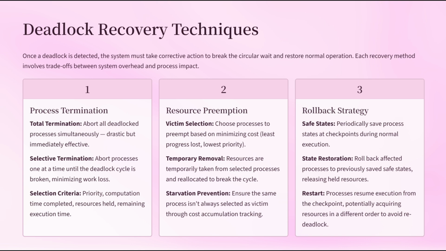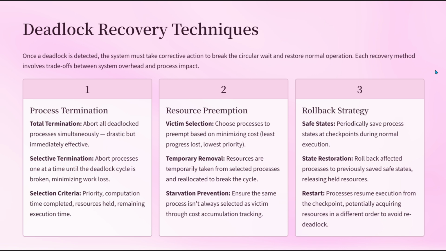Once a deadlock is detected, the system must take steps to recover. There are three main recovery strategies. First, process termination. This can be total, where all deadlocked processes are stopped at once, or selective, where processes are aborted one at a time until the deadlock is resolved. The choice can depend on factors like process priority, how much work has been completed, and resources held.